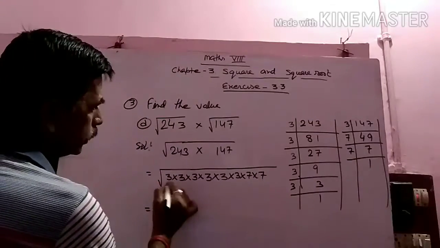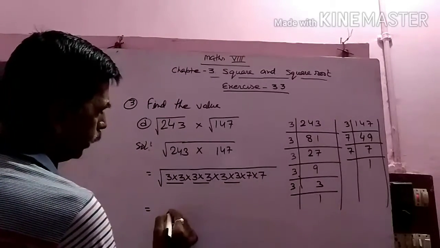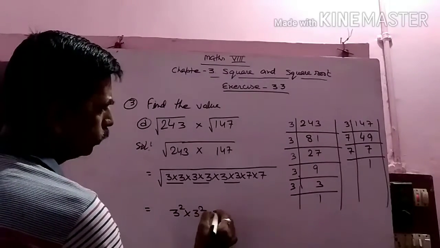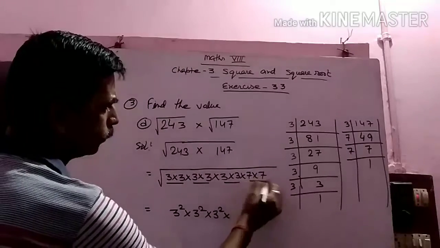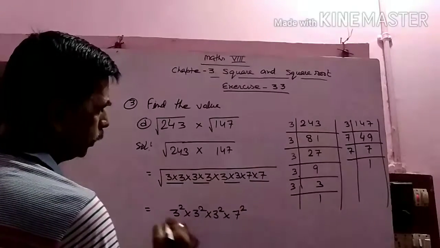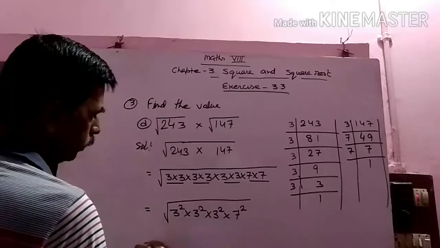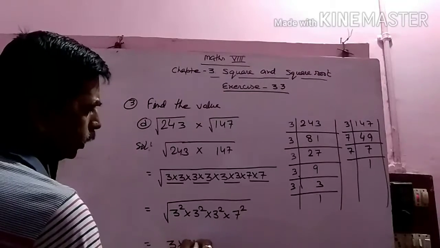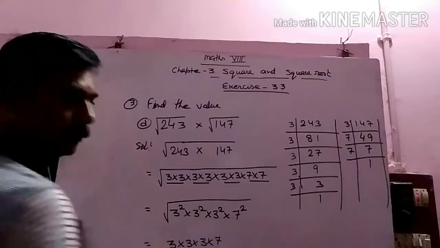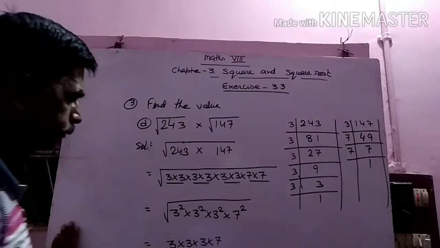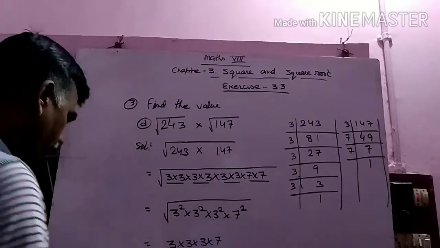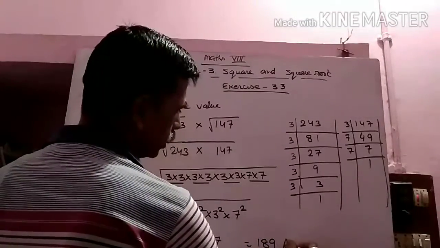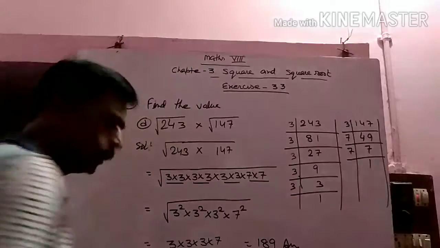Then what will we get? These are pairs: 3 pairs of 3 to the power 2 into 3 to the power 2 into 3 to the power 2 into 7 to the power 2. So after removing this root, it becomes 3 into 3 into 3 into 7. After multiplying it, we get the result as 189. So this is the answer of it. Write this one also.